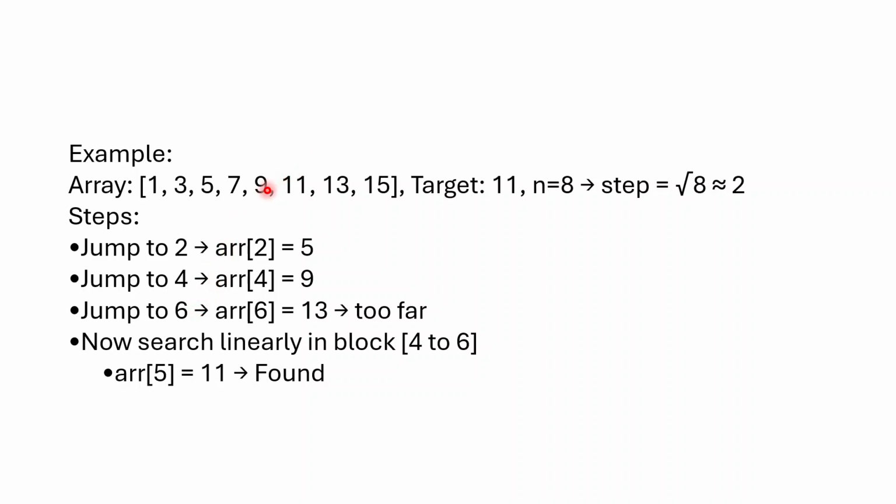Now it will go over here. Array of 6 is equal to 13. So 13 is greater than 11. That means the data which I am searching for is between 4 and 6. Then I'll perform the linear search from 4 to 6. I will check array of 4, array of 5 and array of 6, and in array of 5, I'll get the data. So the jump search is nothing but a combination of step plus linear search. That is a jump search.